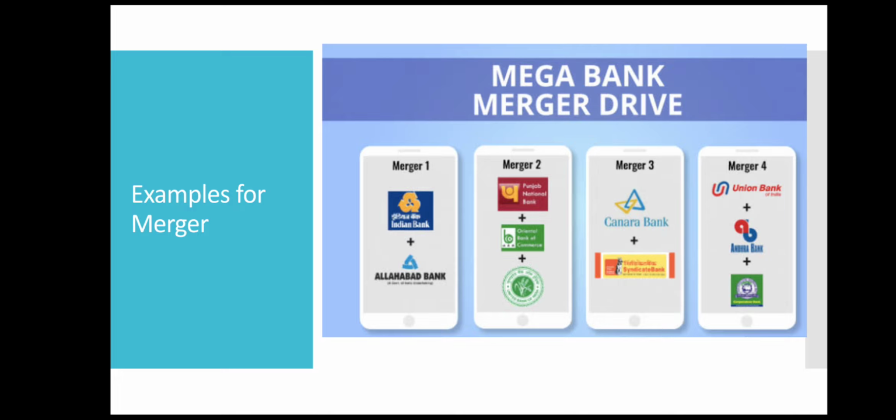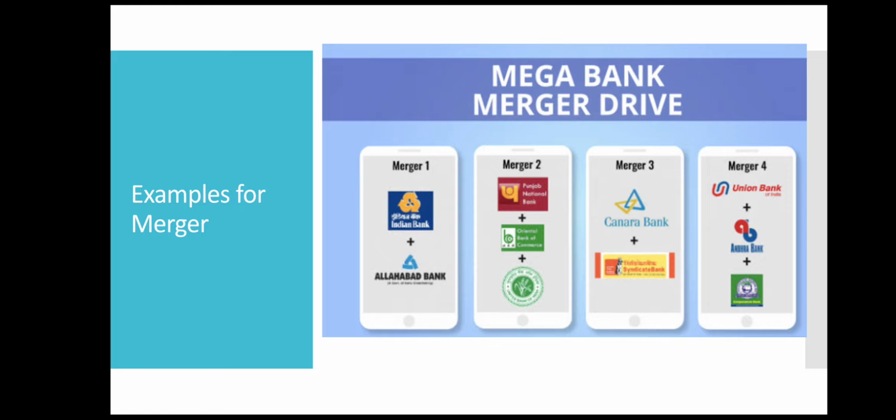For example, merger of banks. The first one you can see, Indian Bank is merged with Allahabad Bank. So Allahabad Bank has lost its existence and Indian Bank is into existence. Then Punjab National Bank and Oriental Bank of Commerce have been merged together. Another example is merger of Canara Bank and Syndicate Bank. Again, Union Bank is merged with Andhra Bank and Corporation Bank.